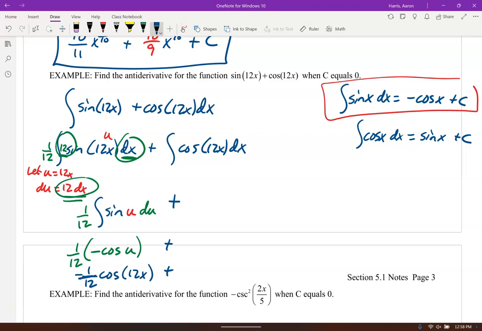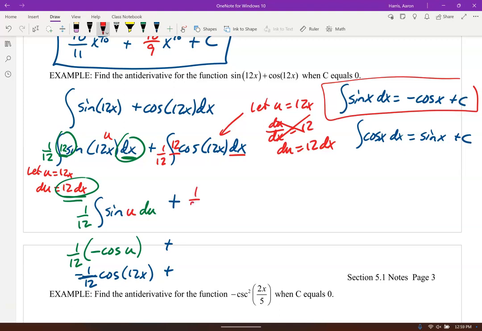This one I don't have cosine of x dx, I have cosine 12x. So again, I'm going to let u be the 12x again. So my du dx is 12. In other words, du is 12 dx. I don't have a 12. Now I have a 12 dx. I got to offset it with a 1/12.